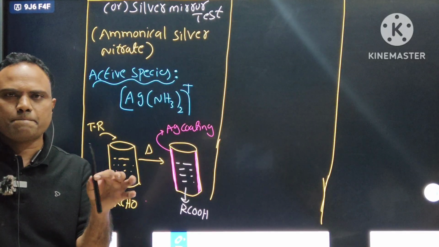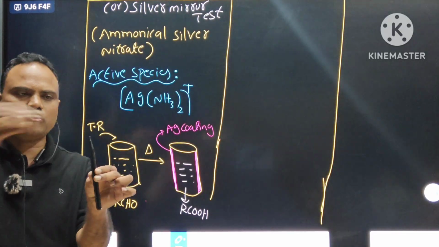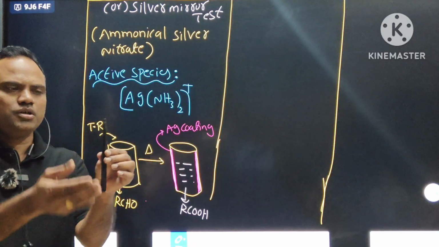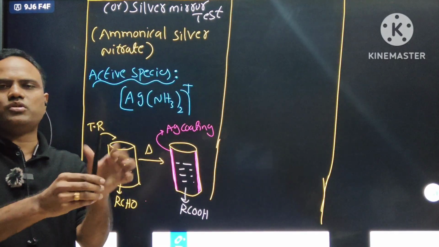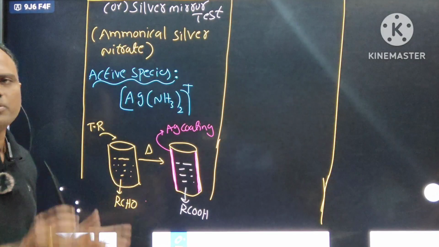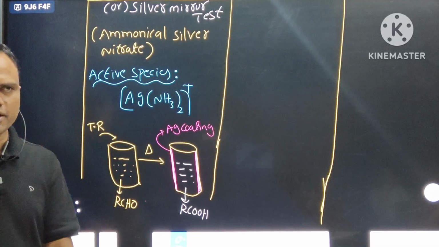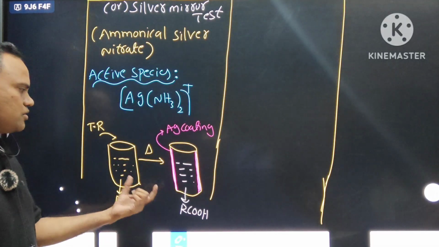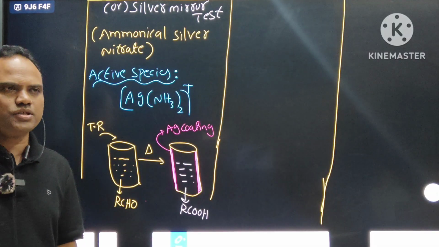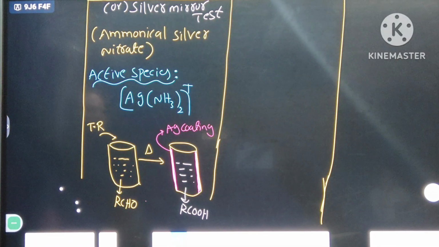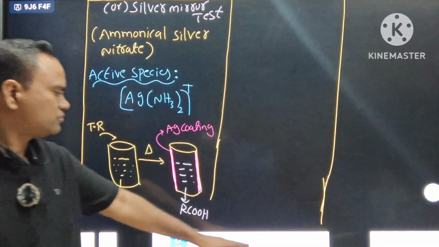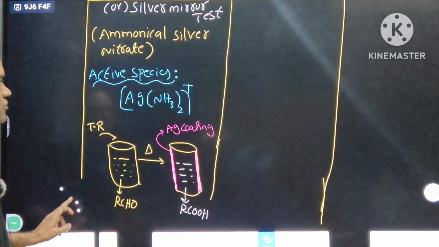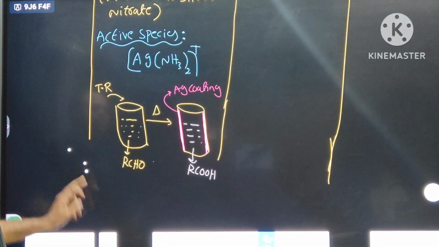Are you getting? This is an unknown compound. Add Tollens reagent. Heat for some time. If you observe formation of silver coating on the inner walls, that unknown compound is aldehyde. That is the test details. Clear? This is called silver mirror test, not Tollens test. Ag coating, silver coating.